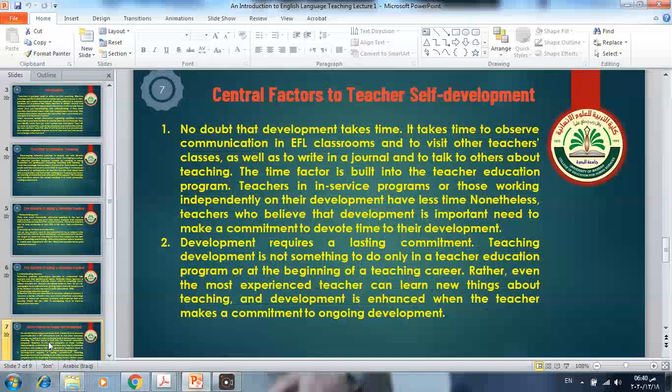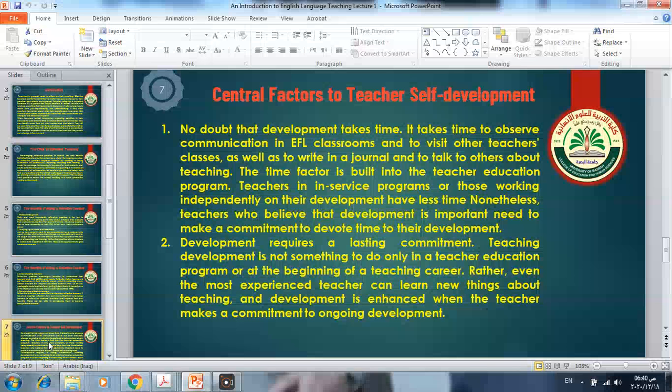Nonetheless, teachers who believe that development is important need to make a commitment to devote time to their development. So the first crucial factor is that teachers should devote time to their development. They should devote time to take samples of their teaching, to collect samples, to analyze these samples, to evaluate these samples, and to find ways to work on developing the teaching style. So the first thing is time.